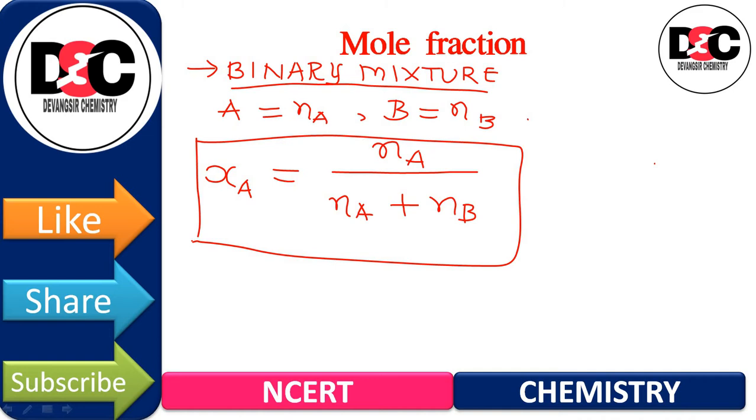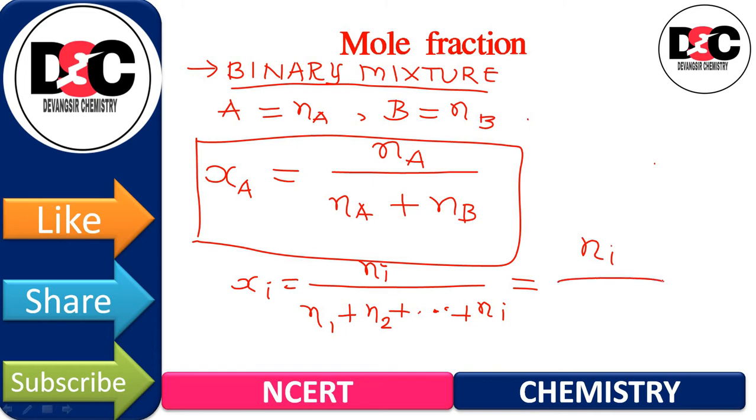For a solution containing i number of components, suppose, then we can write the mole fraction of component i, Xi, is equal to Ni upon the total, N1 plus N2 plus and so on till Ni, and this will become Ni upon sigma Ni. Okay, so this is the formula of it.